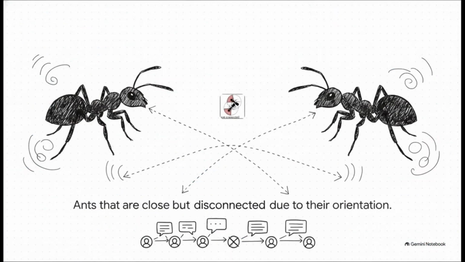Think about 2 ants that are practically right on top of each other, but technically, they're totally disconnected because they're facing different ways. The angle of the antenna actually matters. Proximity alone is not enough.